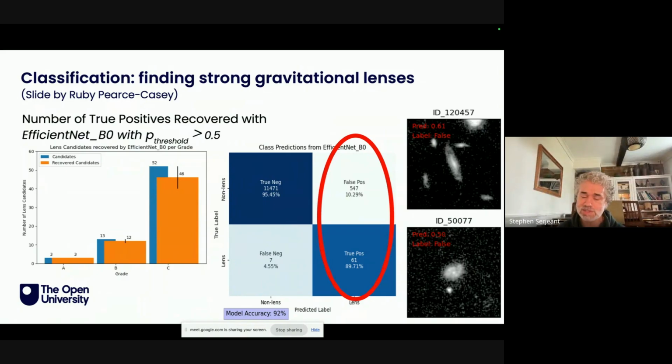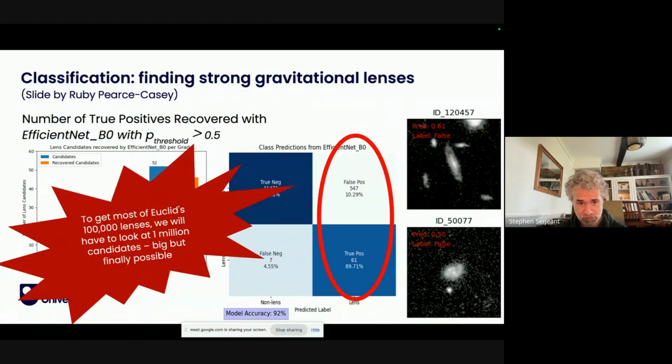We've got about a 9-to-1 or 10-to-1 ratio of true positives and false positives. So to get most of Euclid's 100,000 gravitational lenses, we will have to look at 10 times that number, well, about 1 million candidates. So these are the things that will be output by a network like this. Now, 1 million is a big number, but you've seen we've already done that with Galaxy Zoo. This is a plausible sized project. So with a combination of this ZooBot foundation model and humans checking the outputs, we've solved the problem of finding these rare needles in a haystack, these rare 100,000 gravitational lenses.